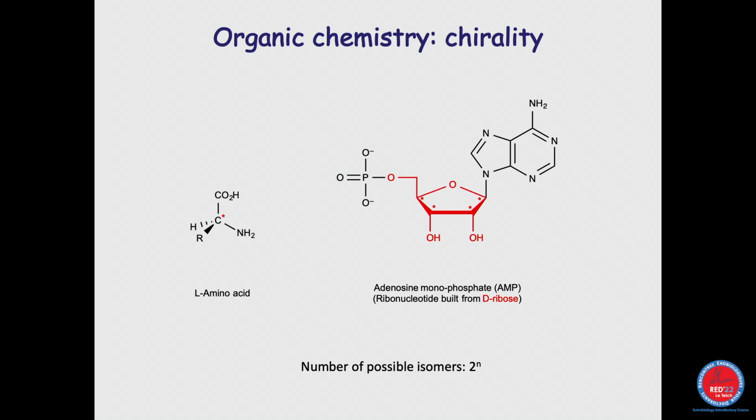But you have also the components of nucleic acids, and here adenosine monophosphate, which is in fact a monoribonucleotide, built from D-ribose. You can see that we have four different chiral carbons in this molecule, which means in fact that you have 2^4 isomers, which is 16 isomers. So there is a consequence for synthesis, of course. It's difficult to synthesize specifically a compound involving a sugar.